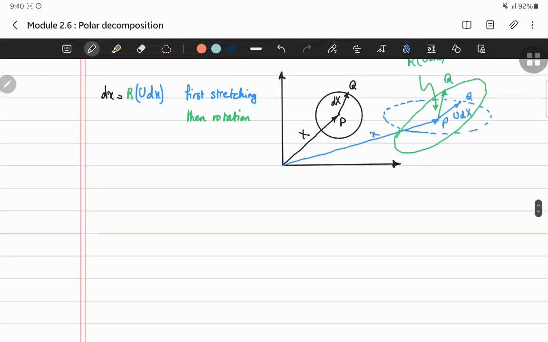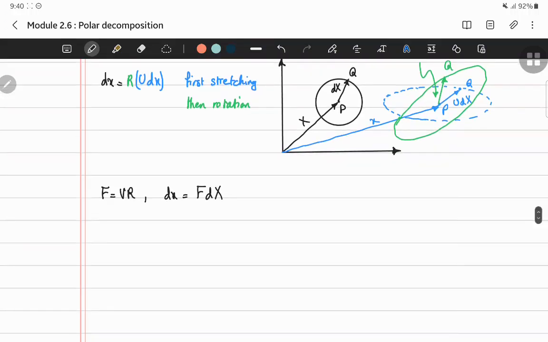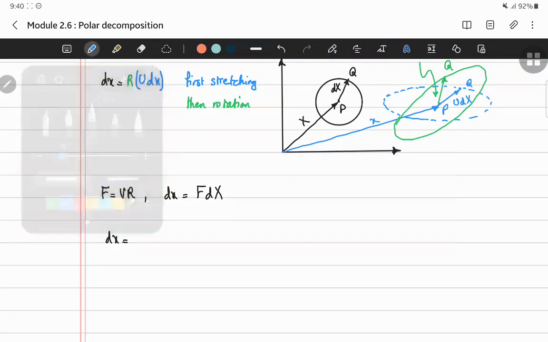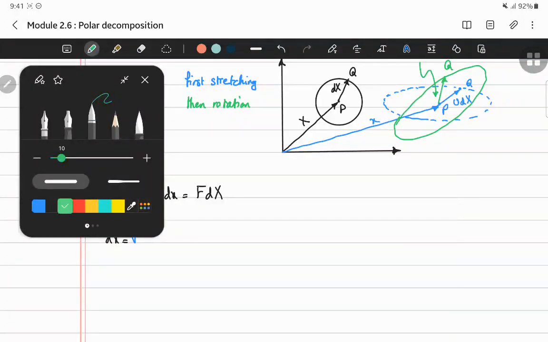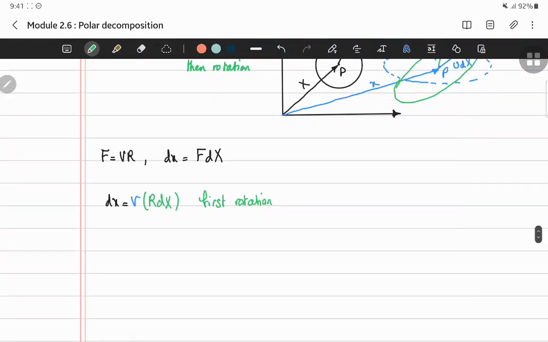This can be extrapolated to F equal to VR. dx is F dX. Therefore, we have dx equal to, first we have this R dX, and then we have V. So first we have rotation, and then we have stretching.